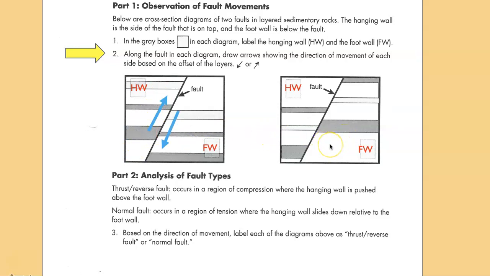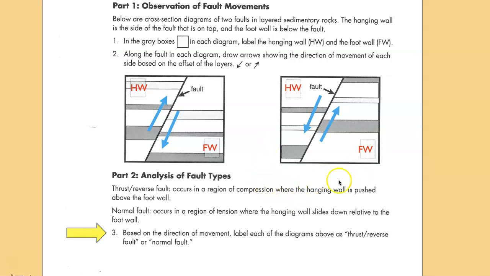On this diagram, we have the opposite situation. Here's a skinny white, and thick gray unit, which is repeated down here. Skinny white, thick gray unit. So in this case, the hanging wall seemed to have gone down relative to the foot wall.